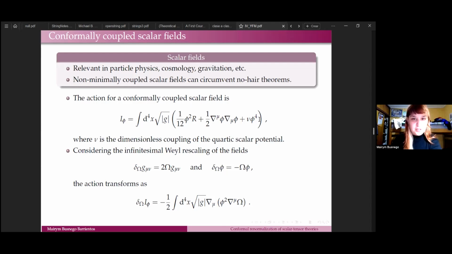And we will have here a non-minimally coupled scalar field, a conformally coupled one, that is given by this action, that is the usual action for a conformal scalar field. And now we consider the infinitesimal Weyl variation of this action, where we know how the metric transforms, and this is the Weyl variation of the scalar. Now this action transforms as a boundary term, and as we saw before, we can add another boundary term to render this variation finite, but we are taking another route.